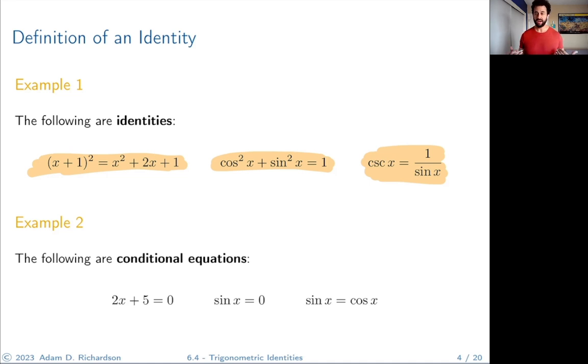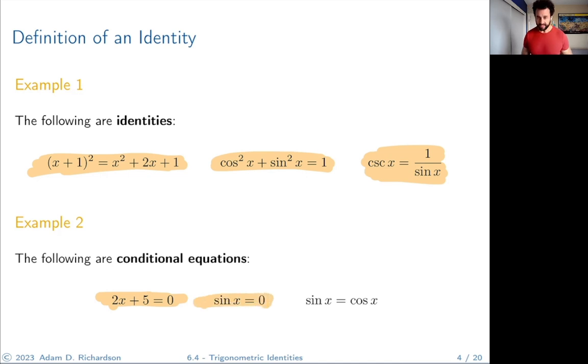So those are identities. Example 2 are some examples of conditional equations. So here's a conditional equation. 2x plus 5 equals 0. That's not true for every x value, right? This is the type of linear equation that you've had to solve many times in the past. In this case, this equation is only true when x is equal to negative 5 halves, right? So it does matter what x is. This equation is not true for all x's. And so that's why it's a conditional equation. It is not an identity.